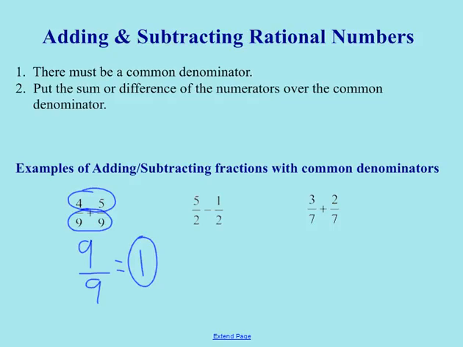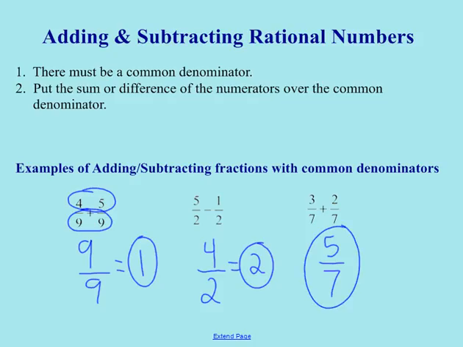All right, our second example, 5 halves minus 1 half. Once again, we already have the common denominator, so we just simply need to take 5 minus 1, get 4. Keep the common denominator of 2. 4 divided by 2 is 2. 2 is our answer. And finally, 3/7 plus 2/7. Again, we have the common denominator, so let's add the numerators together. 5/7. It cannot be reduced. That is our answer. Pretty simple when you already have the common denominator.